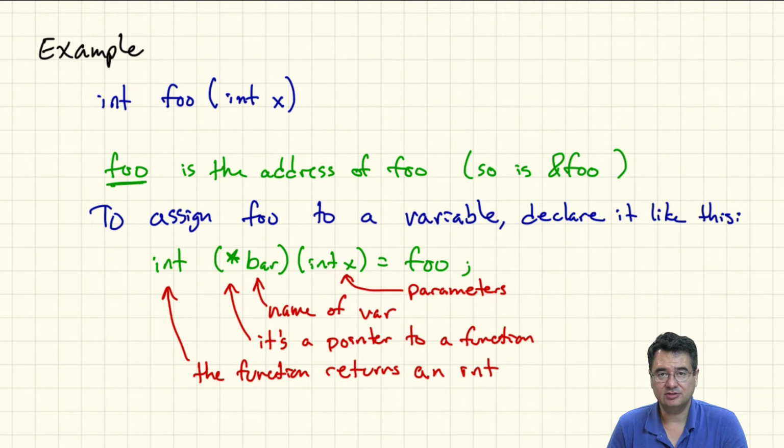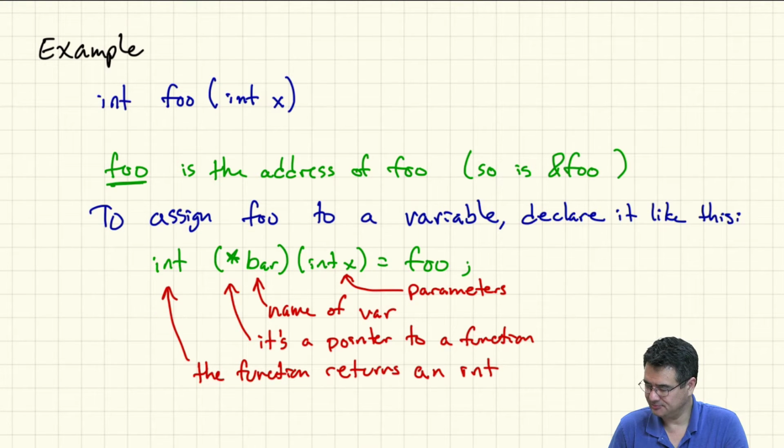What we usually want to do is get the address of that function and assign it to a variable so that we can use that other variable to call the function. This is where things look a little strange. Actually, it's not that strange if you tear apart the syntax of this thing.